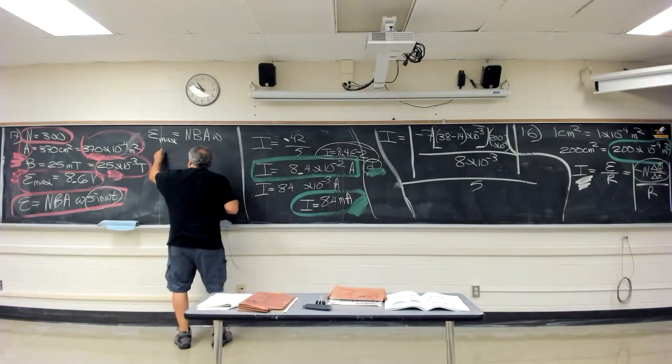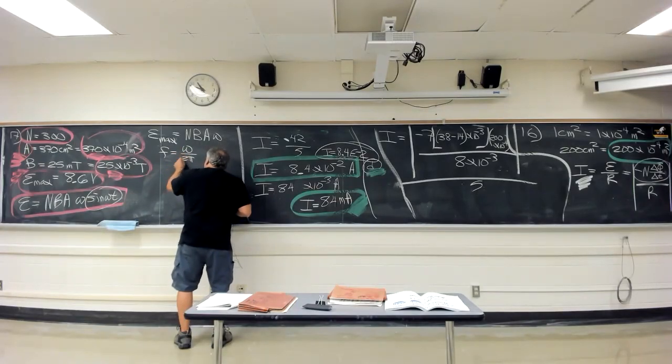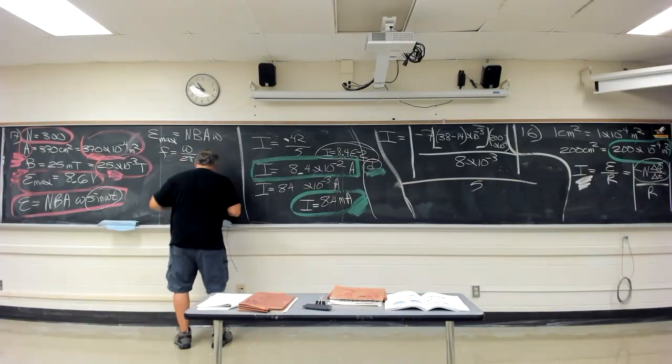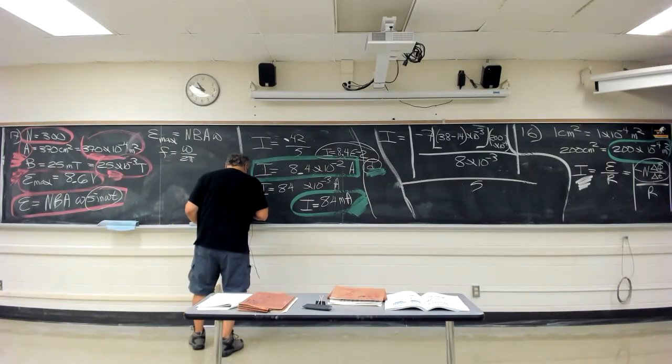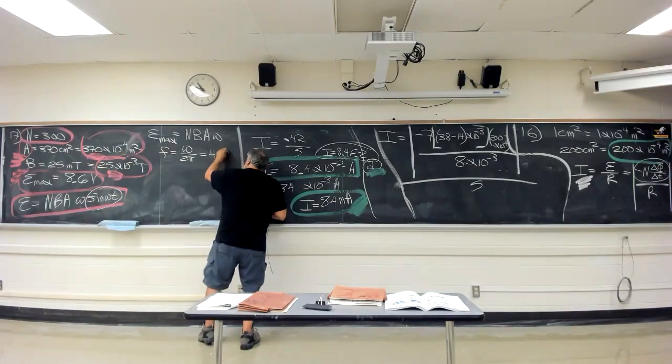We know that omega is 2 pi f. So omega divided by 2 pi is f. So we got this right here. What is the frequency now? We're going to say it's this.